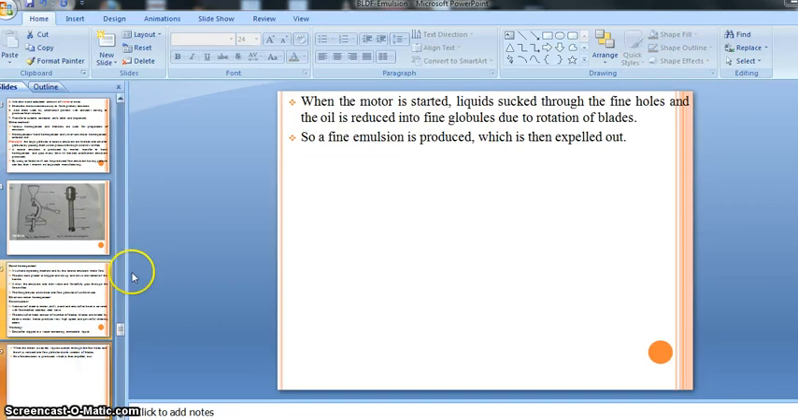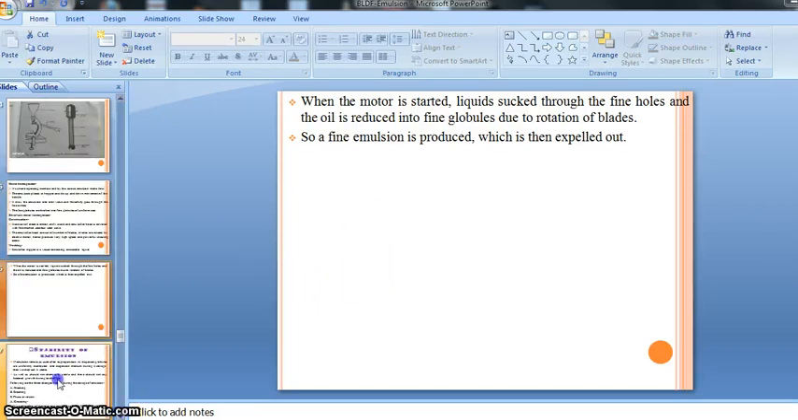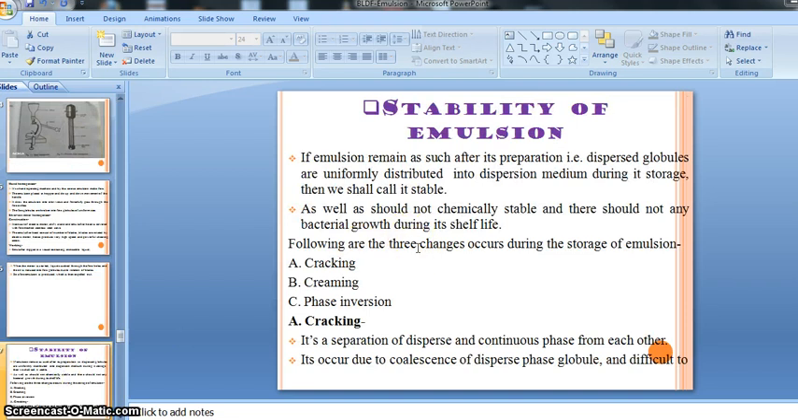So this is all about the preparation of our emulsion, right? From today we will discuss the stability of our emulsion.